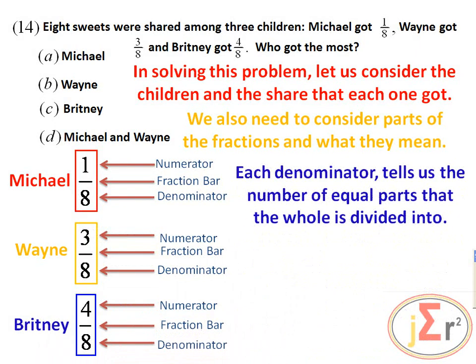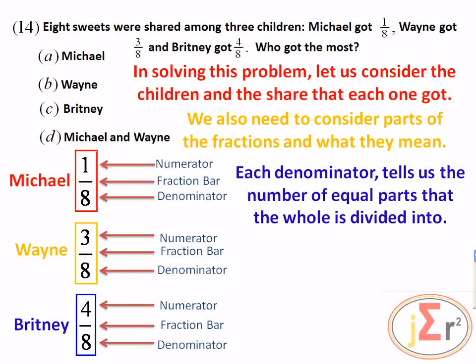Each denominator tells us the number of equal parts that a whole is divided into. So if you are about to share something, and you use a particular denominator, then the denominator tells us the number of equal parts, not just the number of parts. The parts must be equal, that the entire whole is divided into. And we will solve the problem by saying that each sweet is a part of the whole, but for the first part, we will solve the problem by making use of a single object.